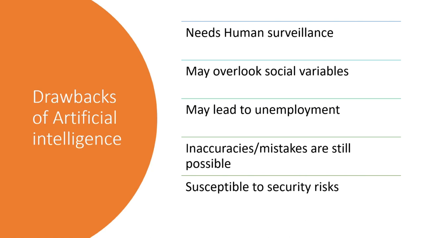So some of the drawbacks, I think we've been discussing a lot of it: it may lead to unemployment. Mistakes are still possible. It's not infallible. It makes up stories. I know a New York Times reporter was talking to ChatGPT, saying he didn't like his wife anymore, and ChatGPT started to convince him to leave his wife. It made a whole persona and started to talk to him, saying we'll be happy together.